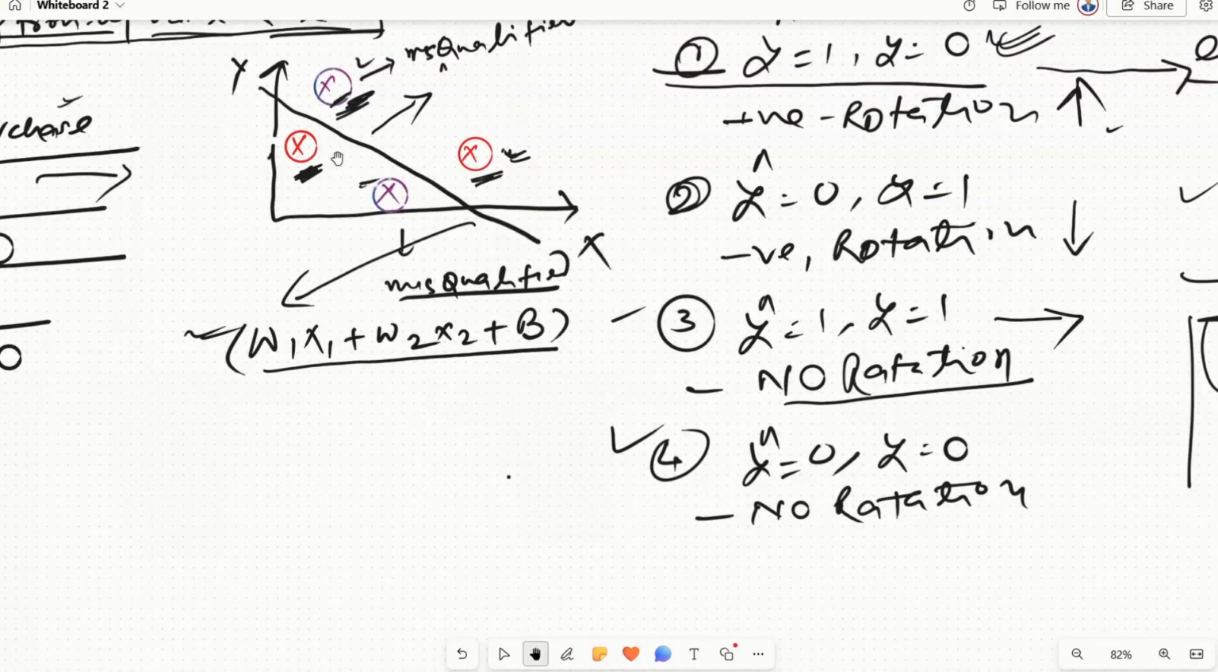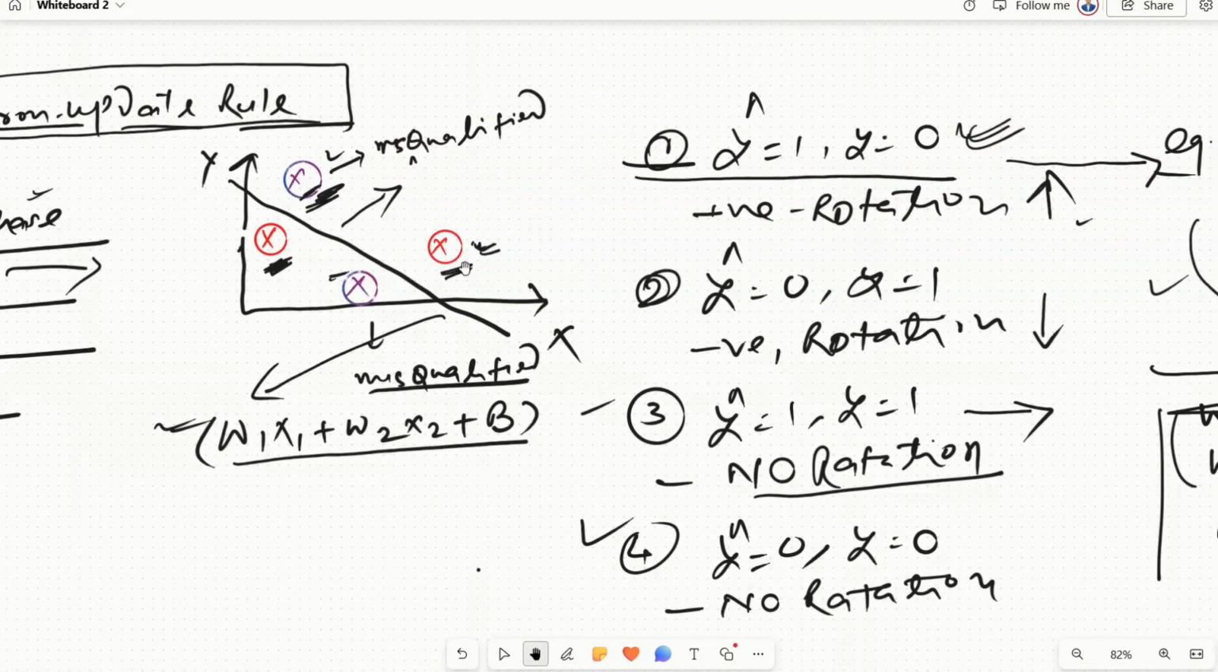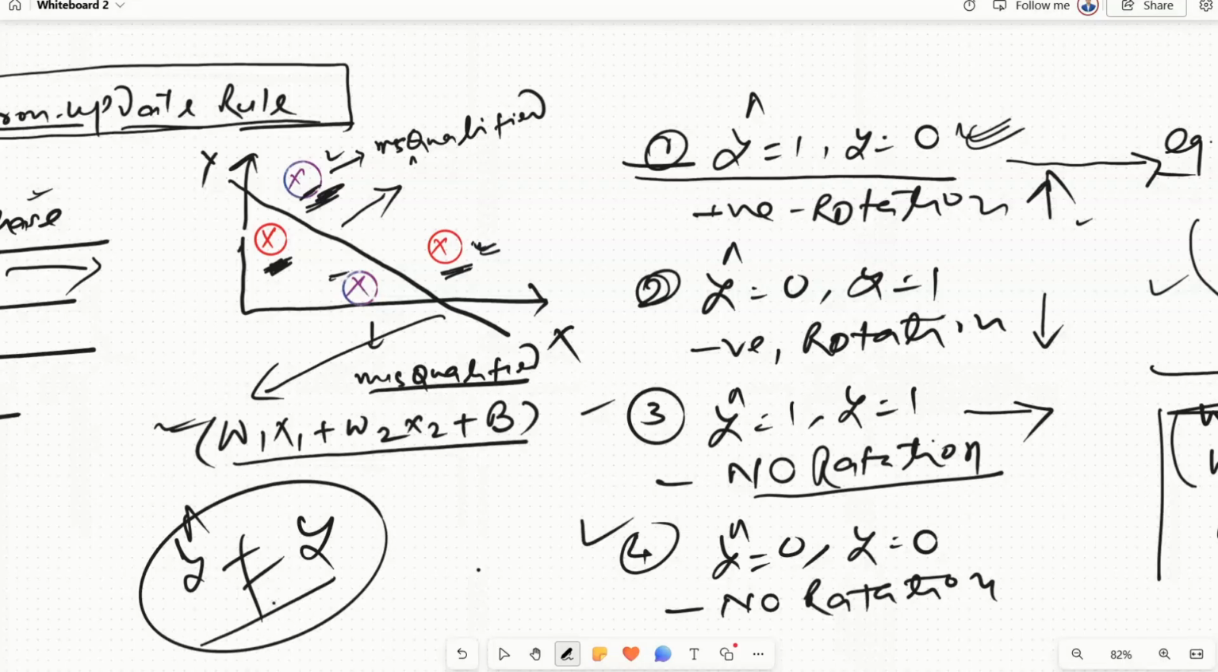So I have two cases. If the points are correctly classified, if there's no problem, then there's no update required. I repeat, in the perceptron, if the point is correctly classified, then we don't have to update our weight and bias. Update will happen only whenever my points are misclassified, when my prediction and actual value are not matching. When my y predict and y are not matching, only in this case we do the update rule.